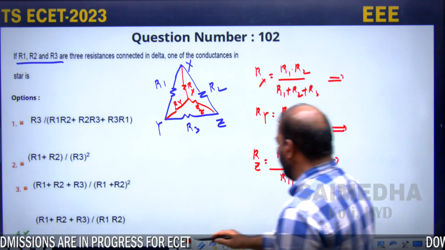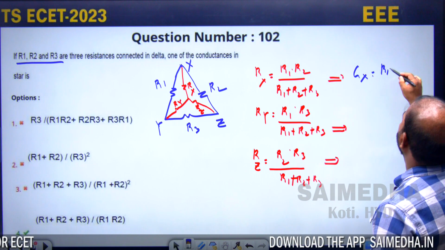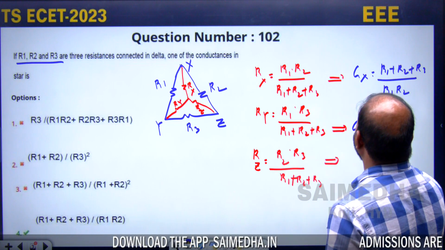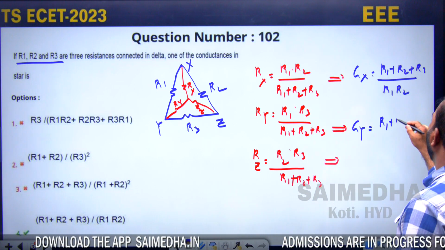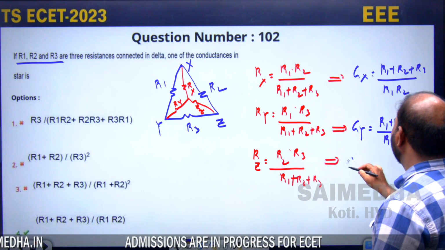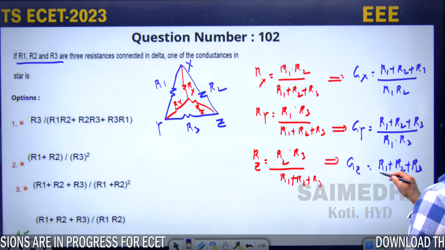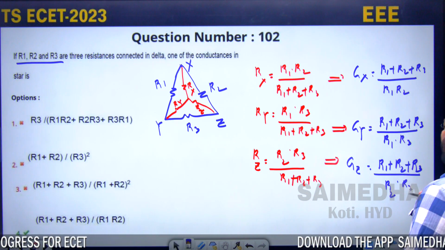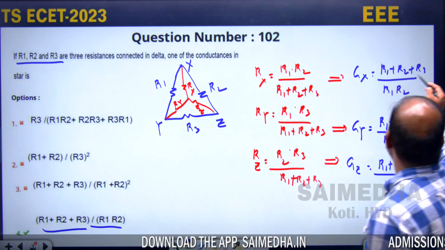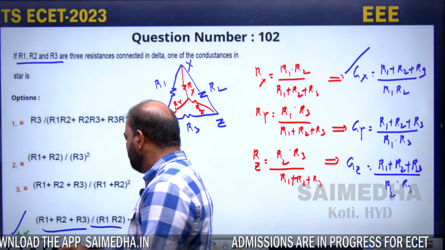If you write the conductance values clearly, Gx is equal to 1 by Rx, reciprocating it, R1 plus R2 plus R3 by R1 R2. And what about the conductance Gy? Reversed, R1 plus R2 plus R3 divided by R1 into R3. Then Gz is equal to, reciprocating, R1 plus R2 plus R3 divided by R2 into R3. So, one of the conductances is R1 plus R2 plus R3 by R1 R2, clearly mentioned in option number 4. So, option 4 is the right answer.